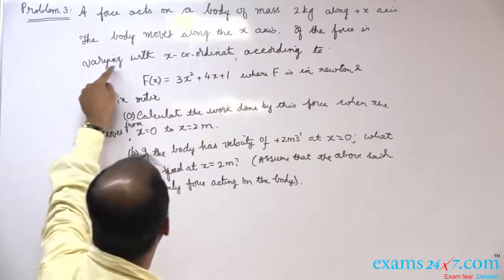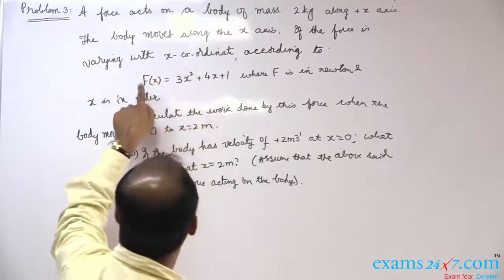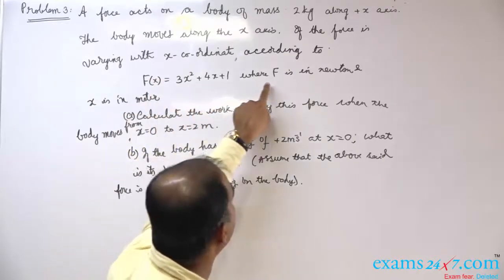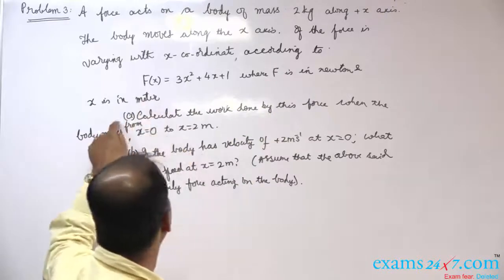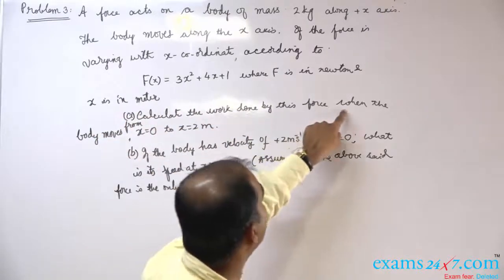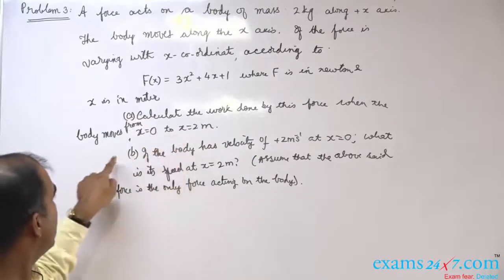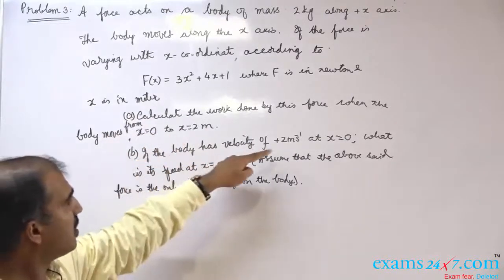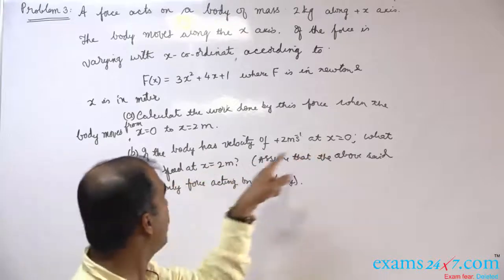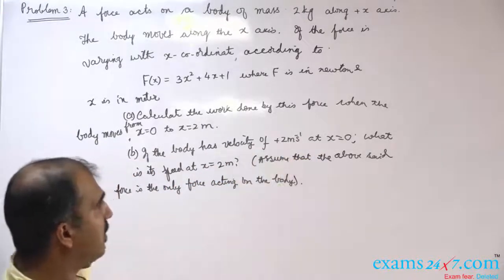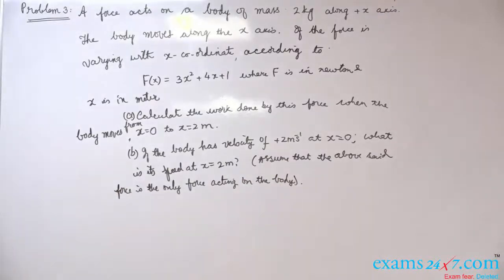If the force is varying with x coordinate according to F, which is a function of x, 3x square plus 4x plus 1, where F is in Newton and x is in meter. A. Calculate the work done by this force when the body moves from x equals 0 to x equals 2 meter. B. If the body has a velocity of 2 meter per second at x equals 0, what is its speed at x equals 2 meter? Assume that the above said force is the only force acting on the body.